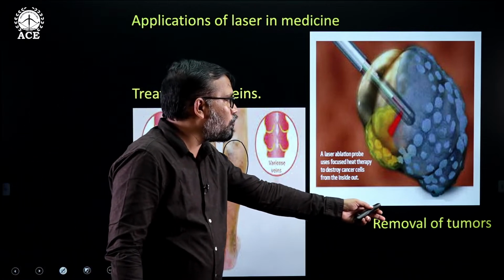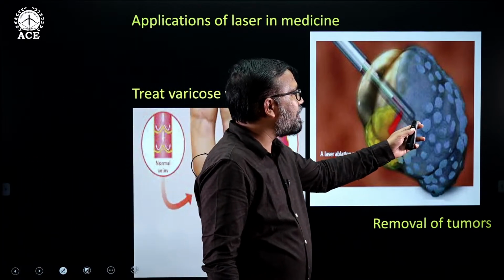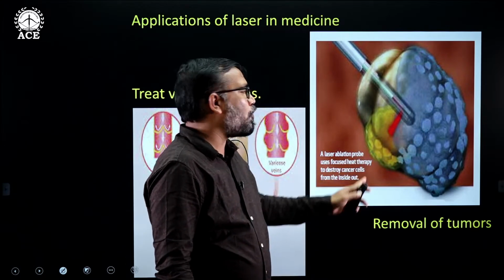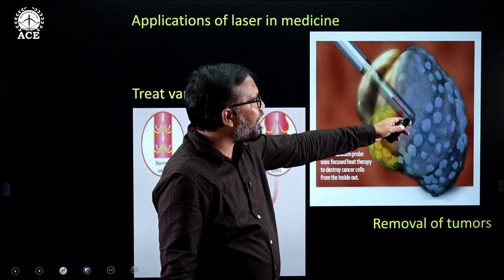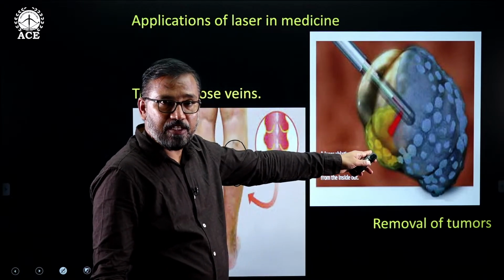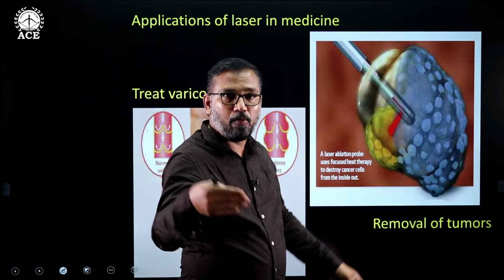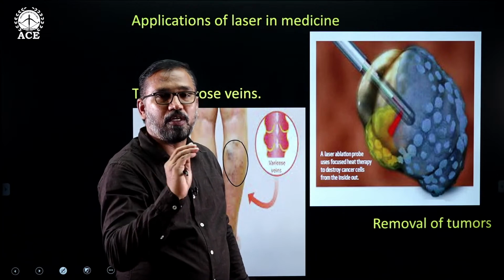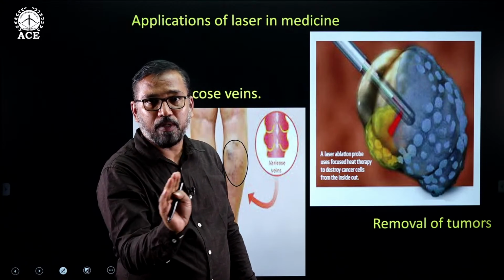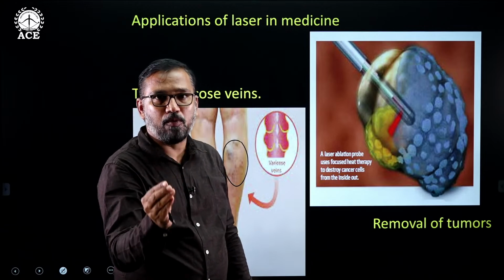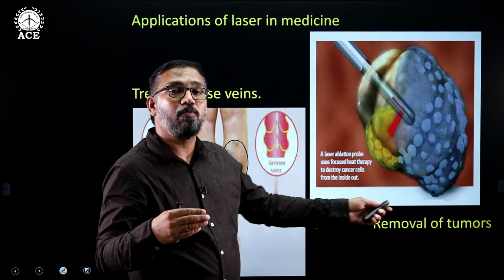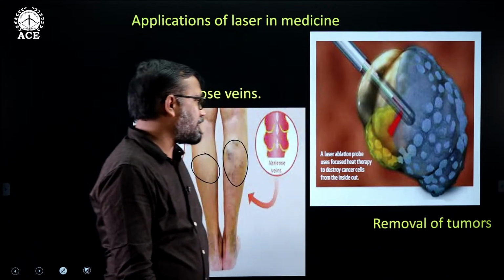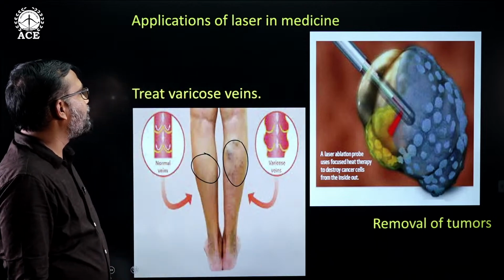For example, removal of tumors, such as cancer-related tumors or brain tumors. A laser ablation probe can be used. A probe is inserted at the particular area where the tumor is present. With that probe, the laser destroys the tumor, removing it only within the area where it has spread. So removal of tumors can be done with the help of lasers. This is the application in medicine.